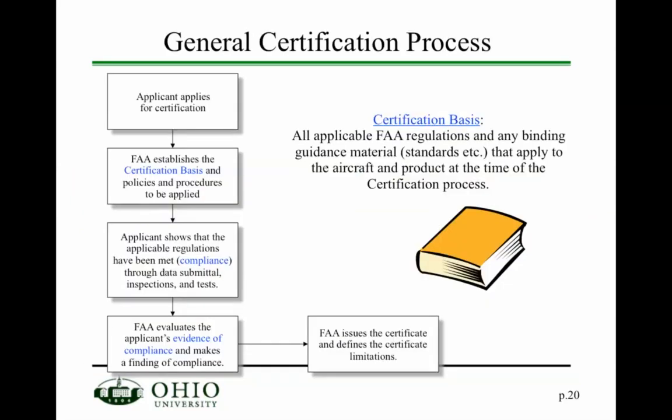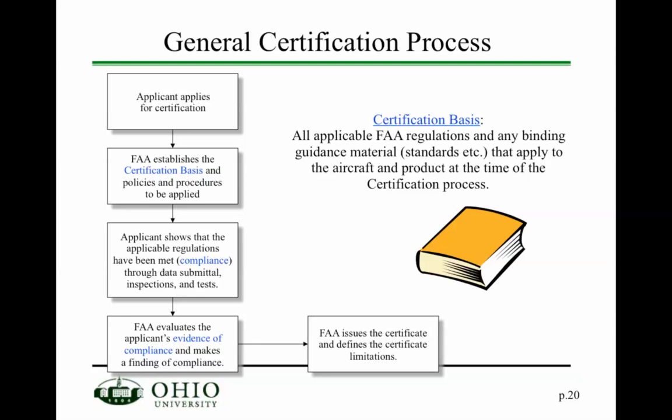In general, if you look at the certification process, an applicant will apply for certification, so they will talk to the FAA and start the application process, and then the FAA will, together with the applicant, establish the certification basis and the policies and procedures to be applied. And the certification basis is really all the applicable FAA regulations and any binding guidance material that applies to that aircraft or that particular product at the time the certification starts taking place.